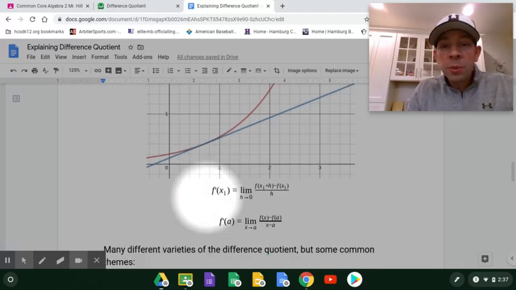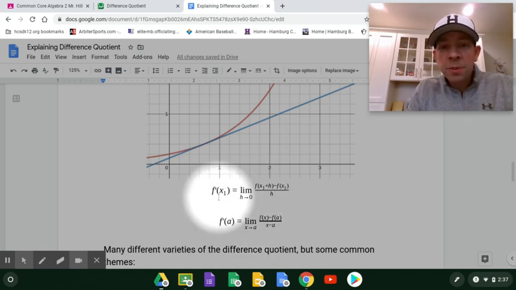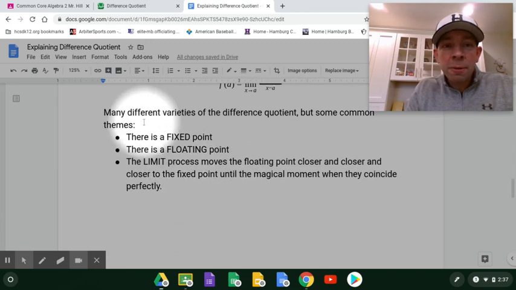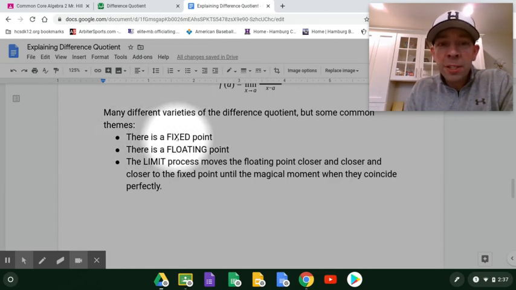So we're going to use something called the difference quotient. If you haven't seen this before, we're going to try to explain where this comes from. There's a couple different versions of it. In fact, these are the two most popular. This is probably by far the most popular from my experience. This one's also very good. There are some other variations out there. In fact, there are many different varieties of the difference quotient, but here is the common theme no matter which variety you see. There's going to be what we call a fixed point, and there's going to be what we call a floating point.